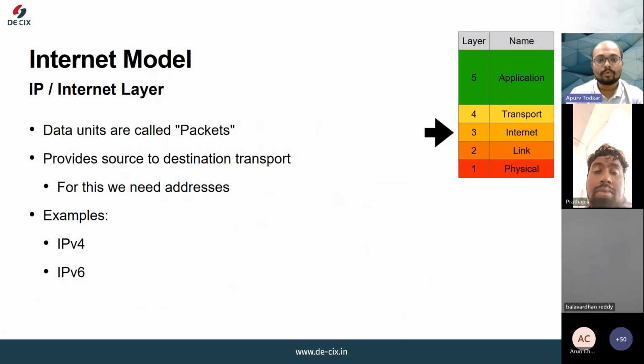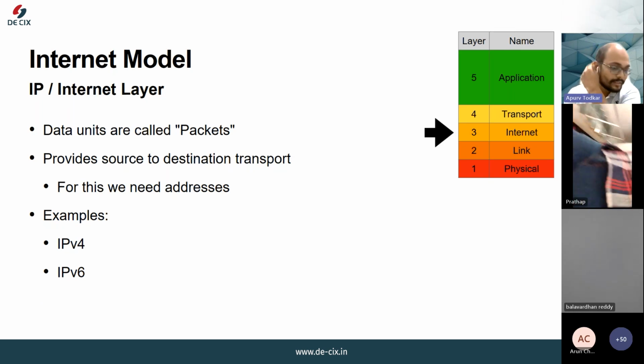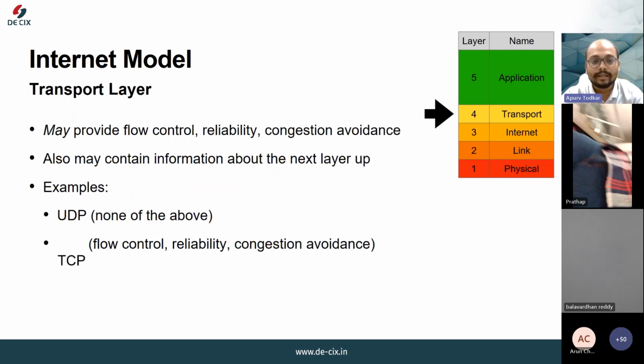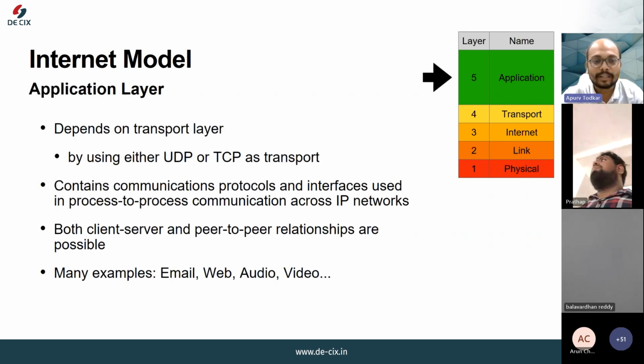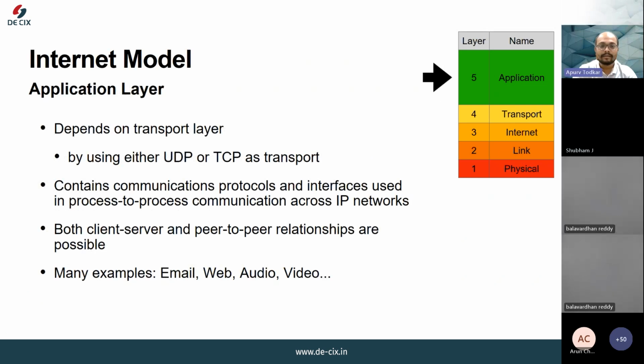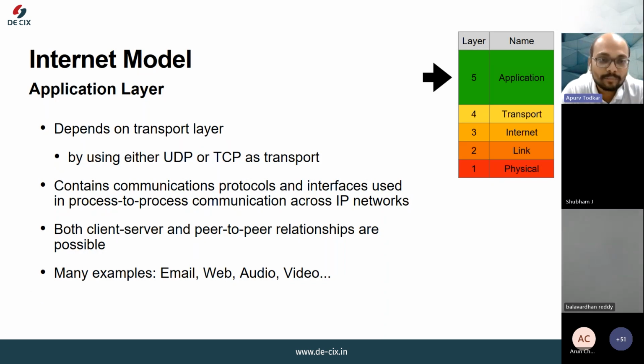Let's have a quick look at the layer model of the internet, specifically layer 3, the internet layer. Here we have the IP addresses and protocols like IP version 4 and IP version 6. On top of that is the transport layer, which mainly includes UDP and TCP. The purpose of the transport layer, as you know, is to provide flow control and other functions for reliable data transfer, congestion avoidance, etc. Above the transport layer we have the application layer, which completely depends upon the transport layer, usually using either UDP or TCP as a transport protocol.